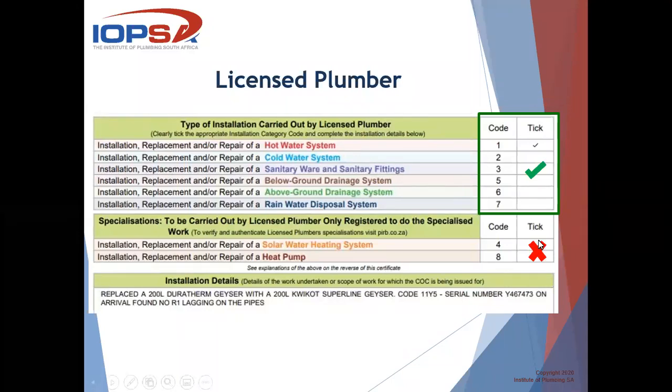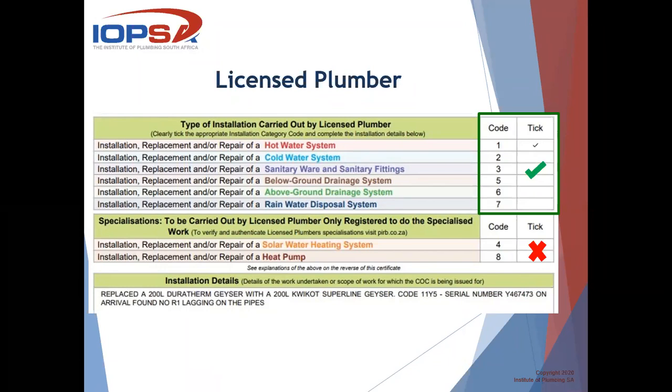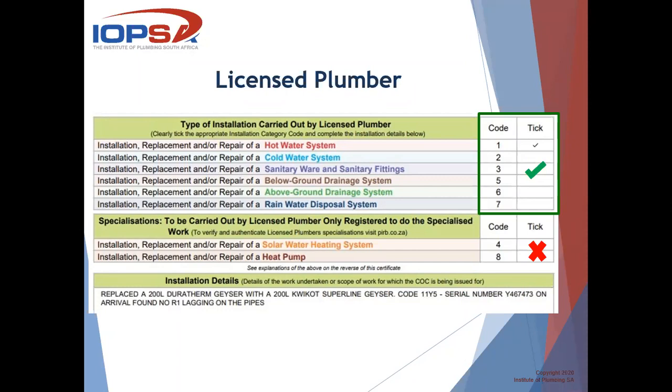So why we thought of doing this is to give the guys a bit more clarity. We do find on the audit sometimes that a licensed plumber that doesn't have the specialization of a solar water heater system has worked on that system and then indicated a code 4, which is totally incorrect. That person is not supposed to, number one, work on that system, and number two, obviously cannot issue a COC for that.